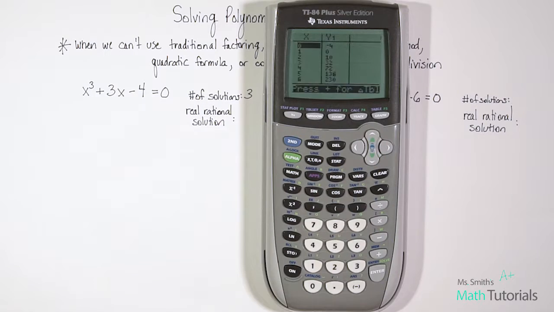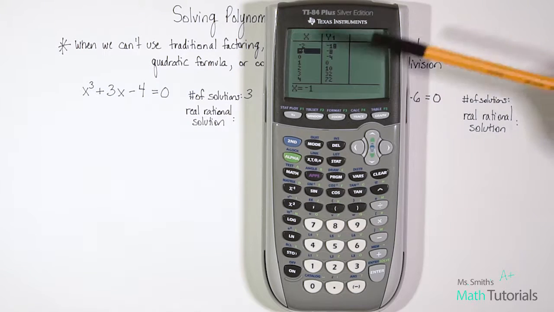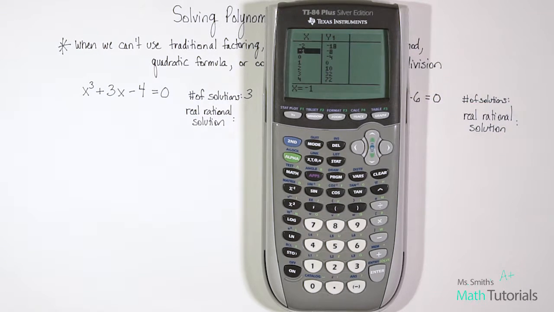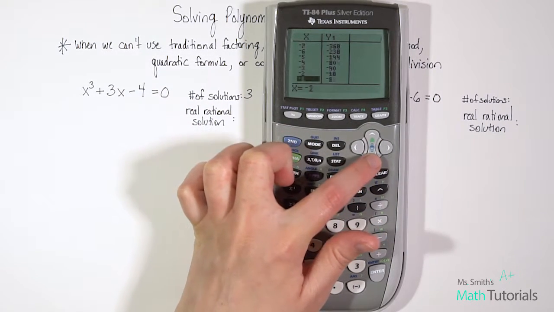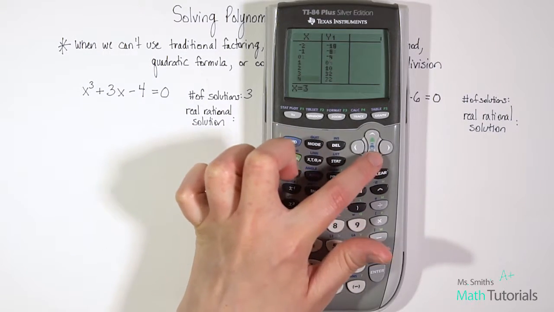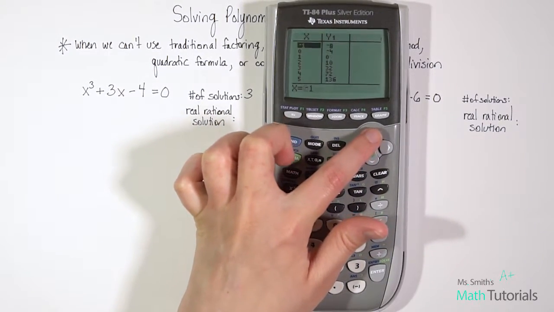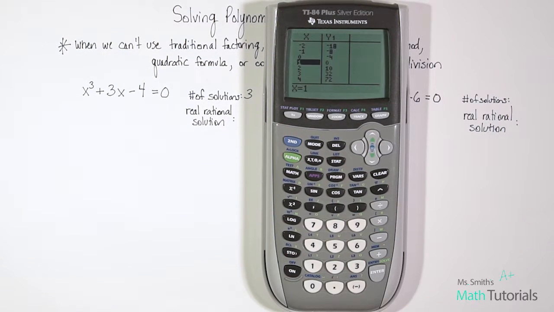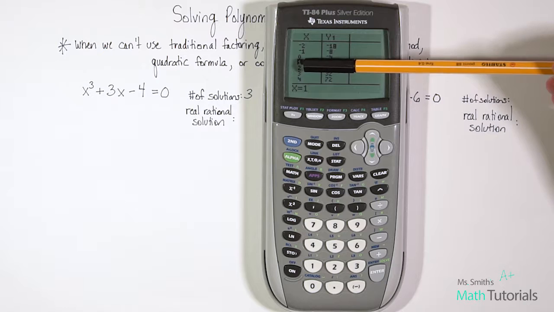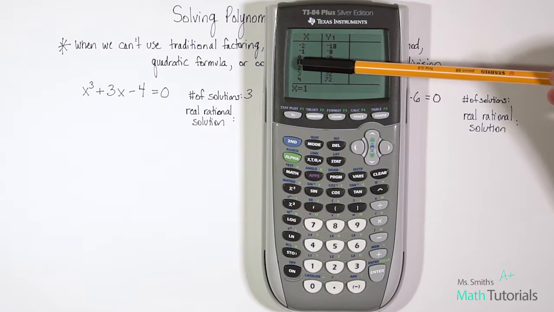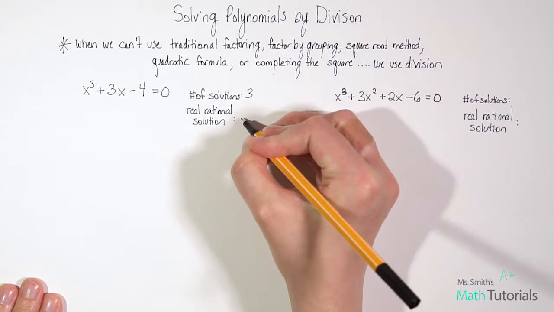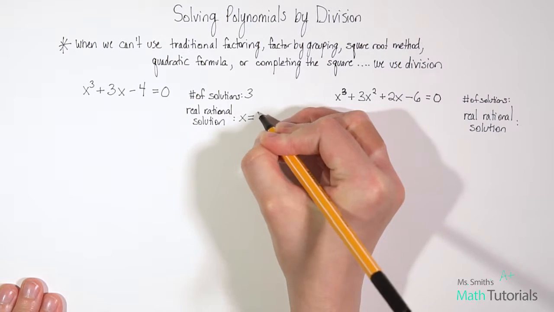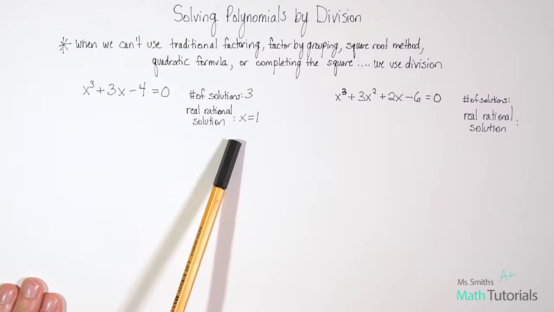So we go second graph to look at our table. We can find a real rational solution by finding where y is 0. You can scroll up and down a bit, but you don't want to go too far. Once you start getting in the hundreds, you don't want to go past there. Notice there's only one place that has y as 0. That's a root. The number paired with the 0 is a solution. In this case, it's a whole number, positive 1. So a real rational solution is x equals positive 1. That is one of our solutions.